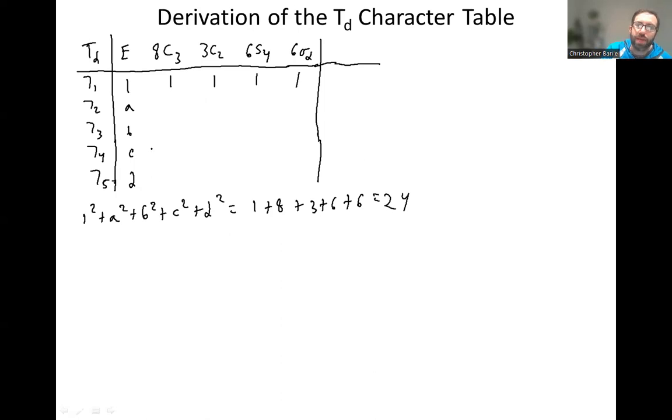And we know that these dimensionalities have to be 1s, 2s, 3s, 4s, or 5s. Usually they're only going to be 1s and 2s, unless you have a highly symmetric point group, then you're going to have maybe 3, 4, or 5. Well, tetrahedral is one of those highly symmetric point groups, so you are going to have a 3. You can't have a 5, because 5 squared is going to take you to 25. That's already beyond 24. You can't have a 4 because that would take you to 16.